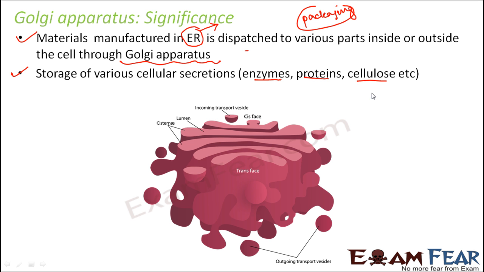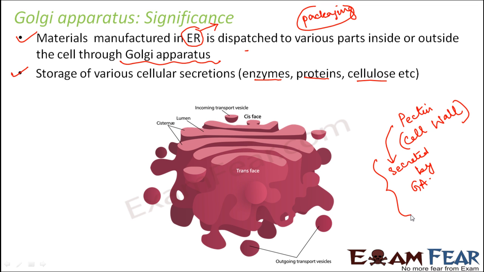Now pectin, which makes up the cell wall. Pectin is one of the important components of the cell wall. Cell wall is present only in plant cells. So pectin is also secreted by Golgi apparatus. So this pectin, which is an important component of the cell wall present in plant cells, is secreted by Golgi apparatus. So that is also another important thing. So we can say that packaging was the first role and then secretion could be the secondary role of Golgi apparatus.